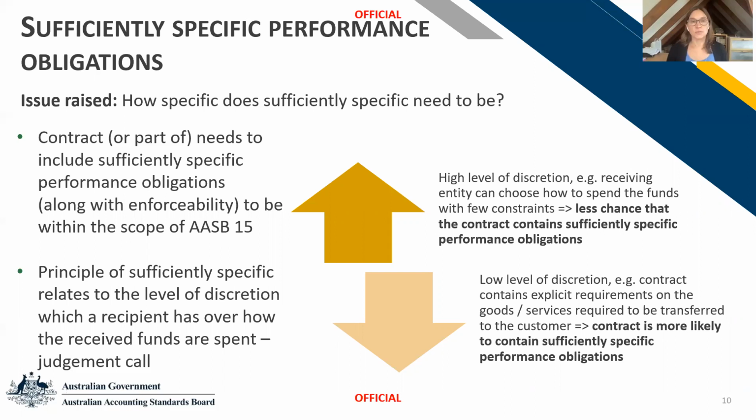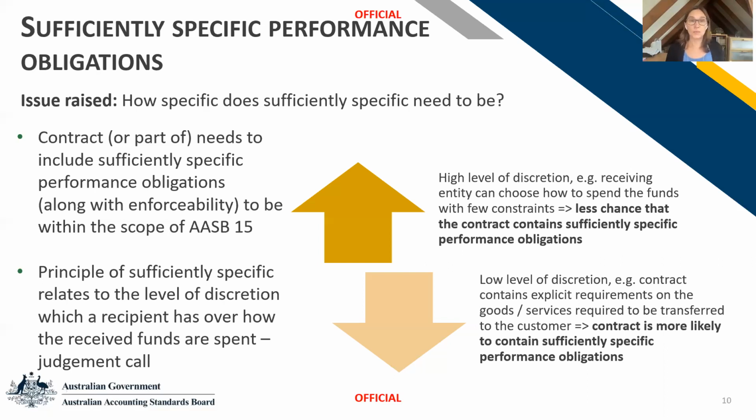As I've already mentioned, sufficiently specific is about how much discretion do we have as a not-for-profit entity to spend the money that we've been given. So what services am I providing back to the community? Can I choose, or is it very explicit either in my proposal document or in the grant agreement? The more discretion you have about the particular goods or services that you are providing, or how you are going to satisfy the overall objectives of the grant, the less chance that the contract contains sufficiently specific performance obligations, because you've got too much judgment, too much discretion around that. The lower the level of discretion, the more chance that it contains sufficiently specific performance obligations.